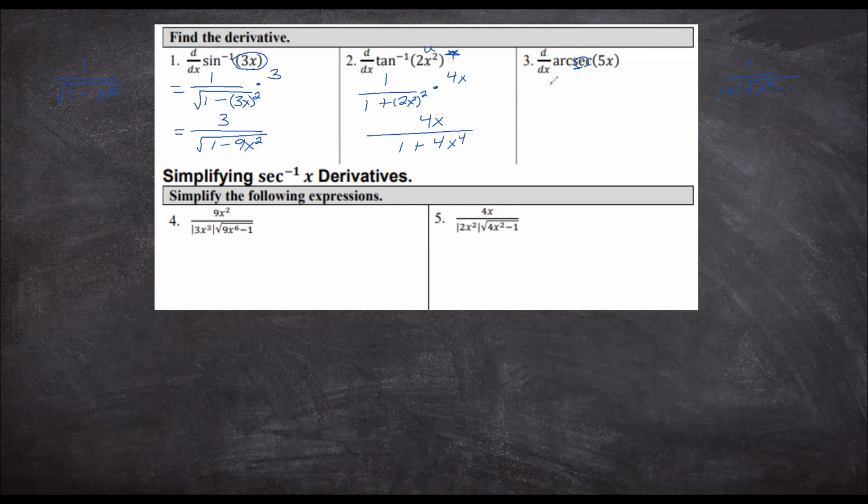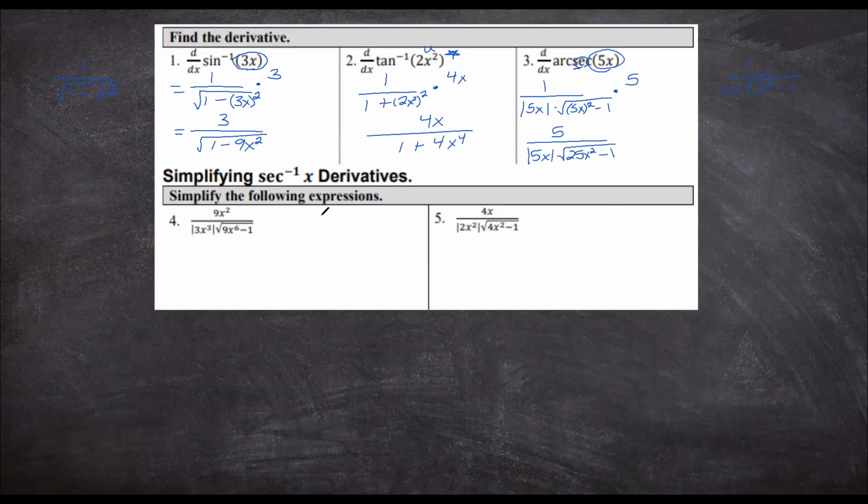All right, so we have 1 divided by the absolute value of 5x multiplied by the square root of 5x all squared, subtract 1, multiplied by the derivative of the inside, which is 5. So we have 5 over the absolute value of 5x times the square root of 25x squared, subtract 1.